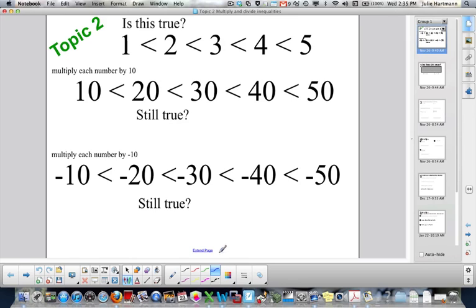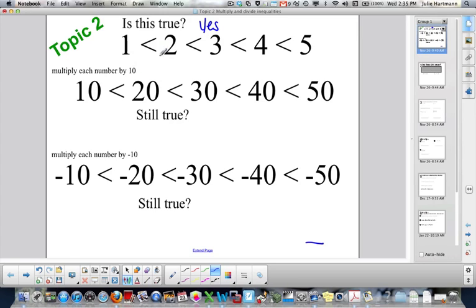Right, topic 2, we're going to start out looking at this inequality. 1 is less than 2, is less than 3, is less than 4, is less than 5. Is this true? Well, yes, that is true. Now, multiply each of those numbers by 10.